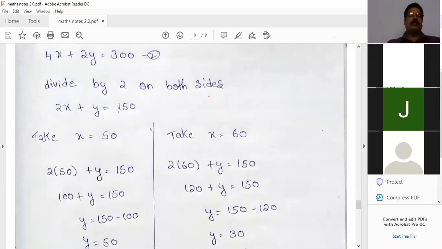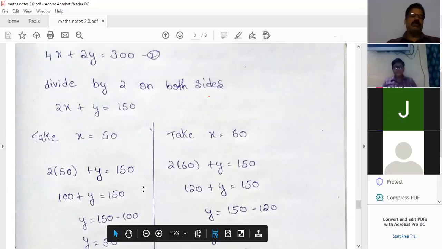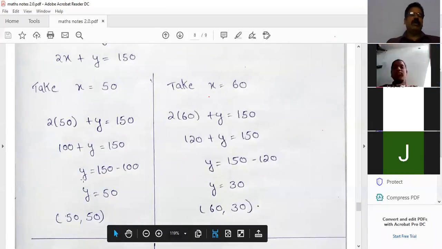It simplifies. Again it is in multiples of 10. That's why I take again 50, 60, 70, all multiples of 10. x equal to 50 means 2 of 50 plus y equal to 150. 100 plus y equal to 150. Then y equal to 150 minus 100. y equal to 50. Then my first solution is 50 comma 50.